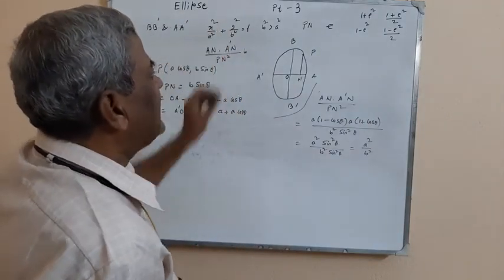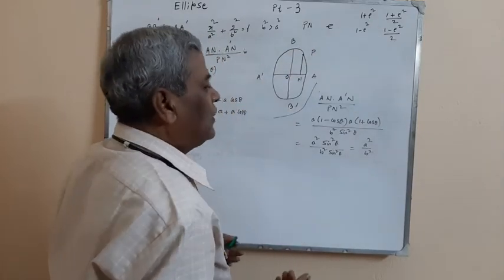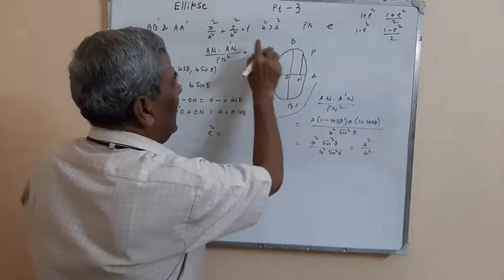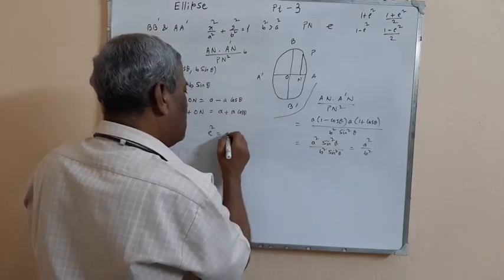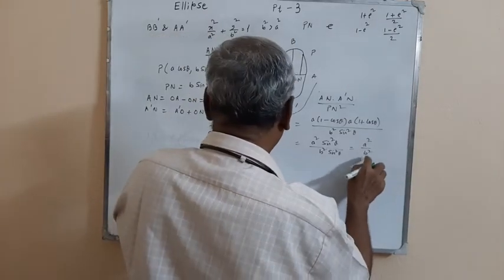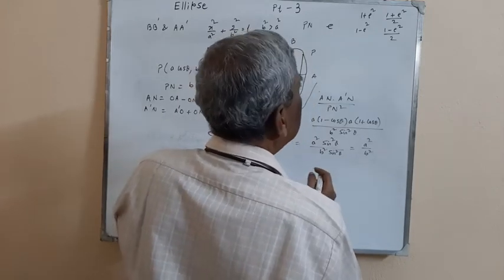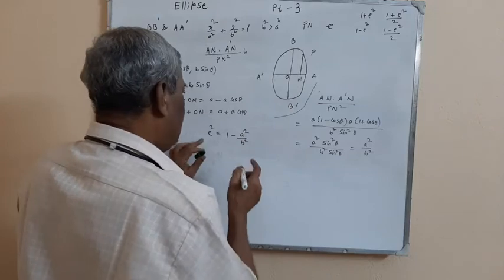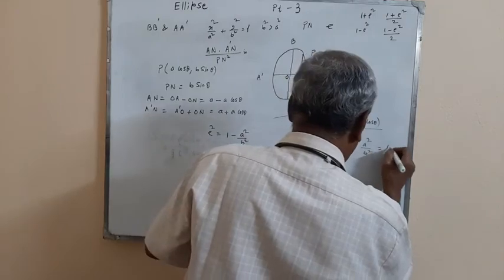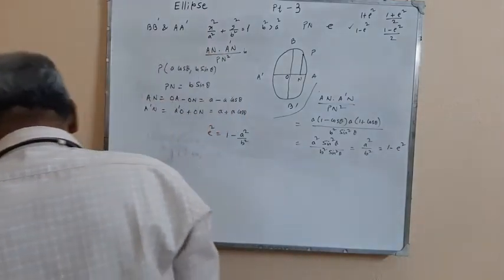Now, all options are in terms of e, so we have to convert this in terms of e. Since b is greater than a, e square is equal to 1 minus a square by b square. So this value is equal to 1 minus e square. So this option is correct, that is, option C is true.